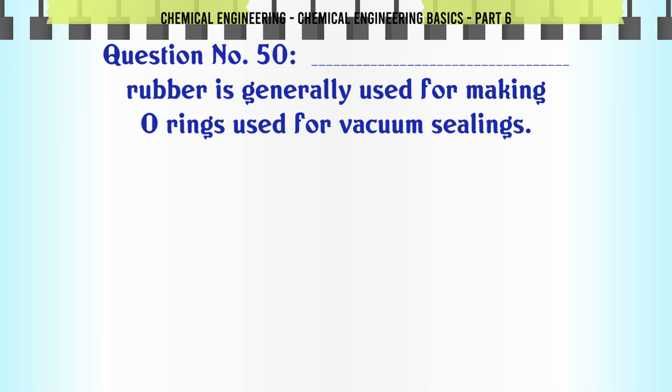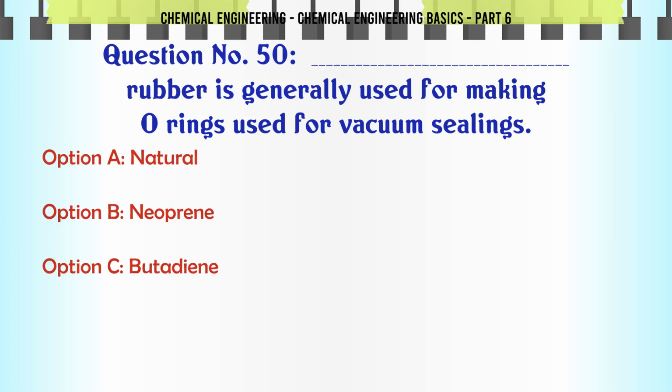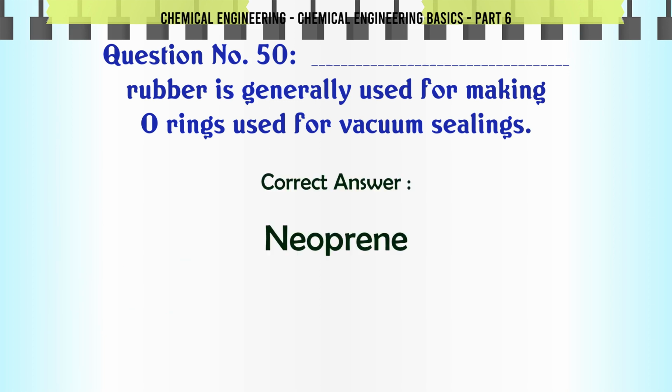Which rubber is generally used for making O-rings used for vacuum sealings? A. Natural, B. neoprene, C. butadiene, D. nitrile. The correct answer is neoprene.